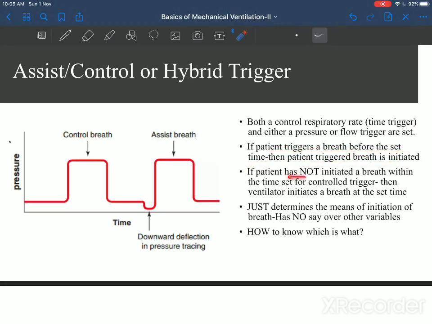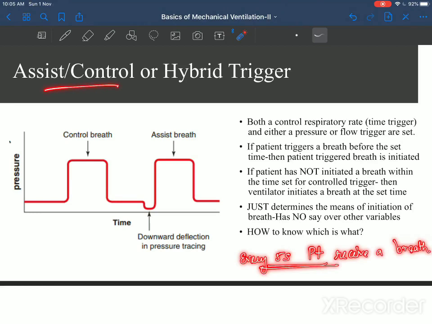If the patient has not initiated a breath within the time set, then the ventilator initiates a breath. Either way, the patient receives a breath. Say you have set every 5 seconds, the patient should receive a breath. In that case, the ventilator will wait if you have set the assist control mode.